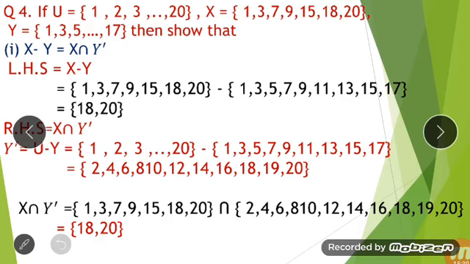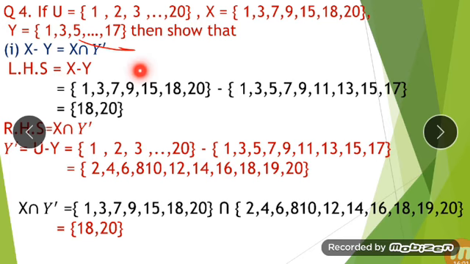Next is question number 4. If U is equal to from 1 till 20, and set X is equal to 1, 3, 7, 9, 15, 18 and 20, and set Y consists of the odd numbers from 1 till 17, as 1, 3 and 5 are odd numbers, so it is the series of odd numbers. We are going to show that X minus Y is equal to X intersection Y complement.